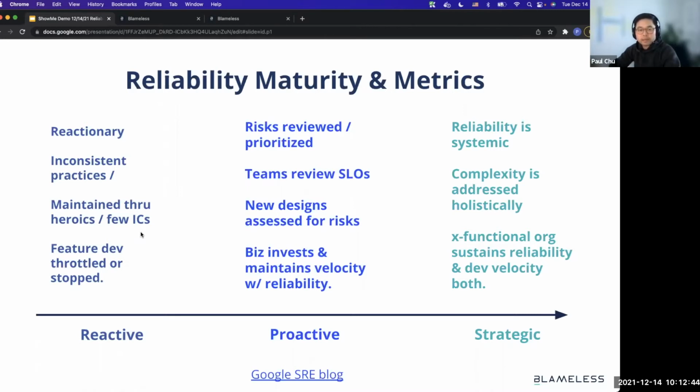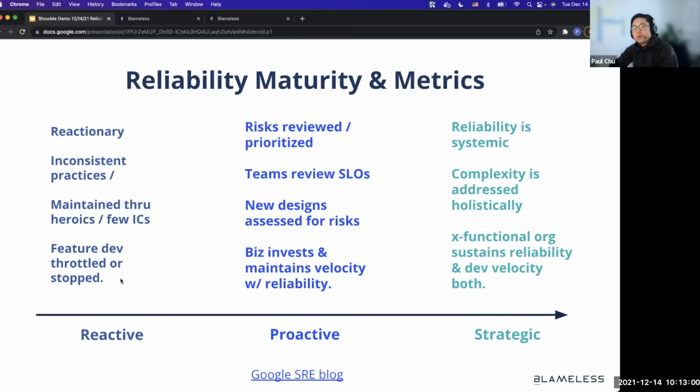So that's something that you'll see in the reactive, and as a result, ultimately feature development is throttled or stopped, right? The focus is now becoming on putting out fires and less on your planned sprints that you have currently going on and upcoming for the next cycle.